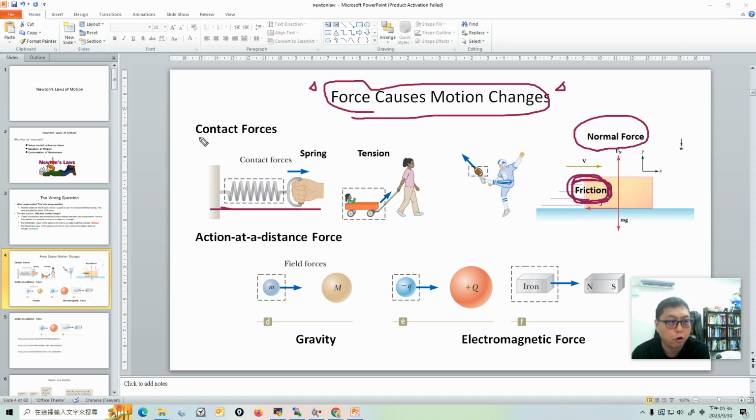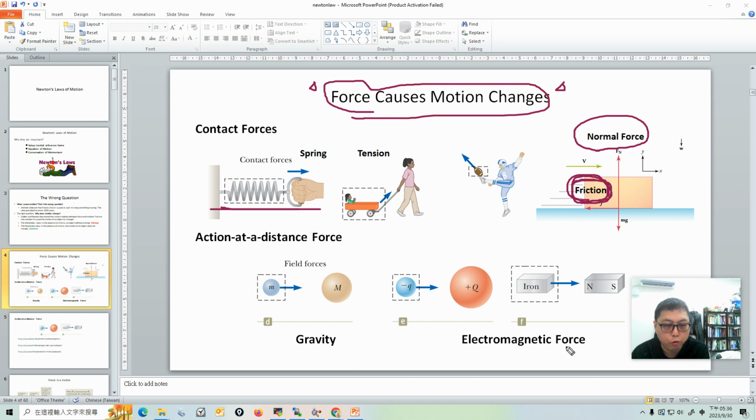The spring force, tension, normal force, and friction force are what we call contact forces. Next semester, we will study the electromagnetic force, which is called an action-at-a-distance force. Actually, gravity is also an action-at-a-distance force, but this semester I won't touch gravity. I think electromagnetism is more important for engineering students.